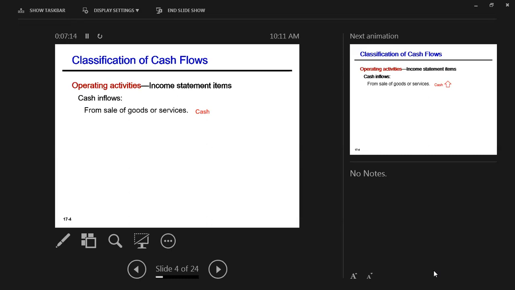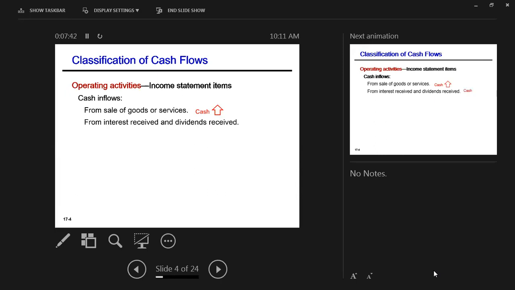So today we sell our goods, today we sell our service, and today we receive cash. Then we can record this cash under operating activities. Why operating activities? Because sales is the revenue, service is the revenue. So they should go under operating activities, and you have to make sure that you receive cash. If you do not receive cash, you have to ignore it.